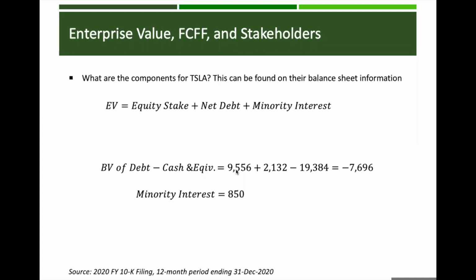So book value of debt, I took 9,556 million, plus the current portion, 2.132, which probably we could take that out because it's accounted for in working capital, but minus 19 billion, that's the cash and equivalents that they have. So their net debt is negative.